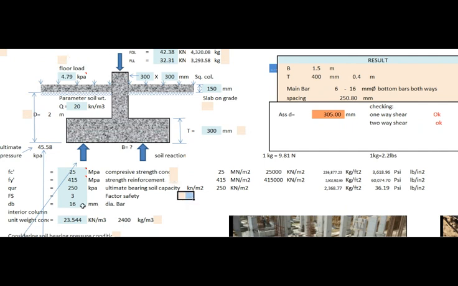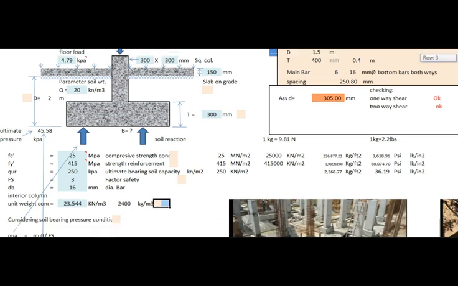We have a 250 kilopascal ultimate bearing soil capacity. This value can be seen in the soil report, and the factor of safety is 3. The bar is 16 mm diameter. The unit weight of concrete is 23.544 kilonewton per cubic meter.